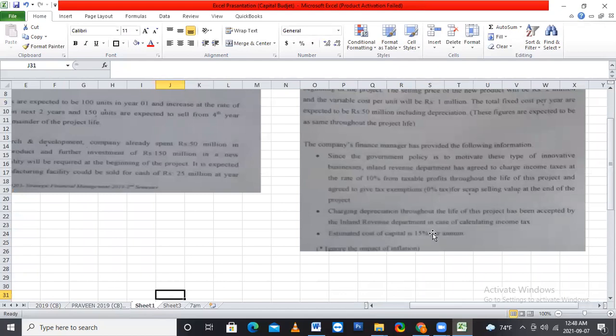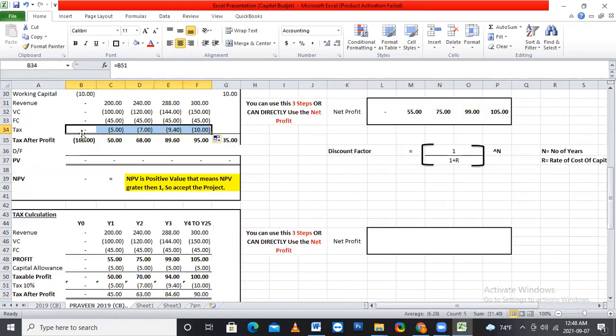Estimate cost of capital percentage is 15. Ignore the impact of inflation, so we don't consider the inflation. Cost of capital rate is 15%. We want to calculate the discount rate. Here we can use these 3 steps, or we can directly use the net profit. We want to save time, so we can use this step directly.